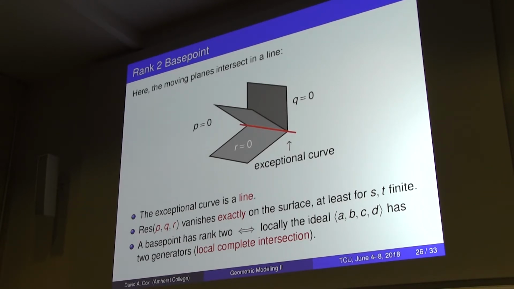And furthermore, when you look at this from an algebraic point of view, a base point of rank 2 means that locally this ideal can actually be generated by 2 elements, and that's what we call a local complete intersection. And we really love local complete intersections. So if you're going to have a base point, that's the nicest possible base point, the rank 2 base point. So that's really nice.